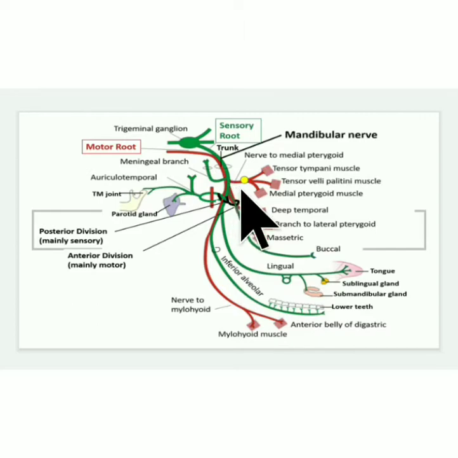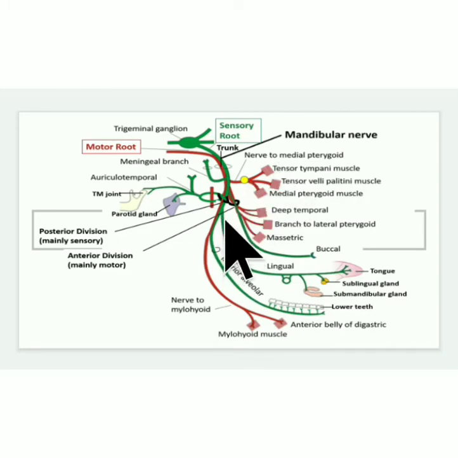Next, the nerve to medial pterygoid. It arises close to the otic ganglion and supplies the medial pterygoid muscle, and also the tensor tympani and the tensor veli palatini muscle. So the nerve to medial pterygoid arises close to the otic ganglion and supplies the medial pterygoid muscle, and also the tensor tympani and tensor veli palatini muscle.